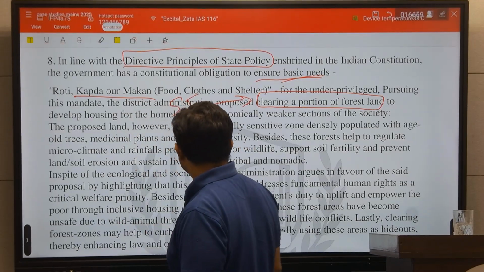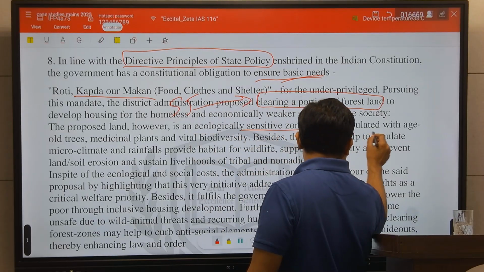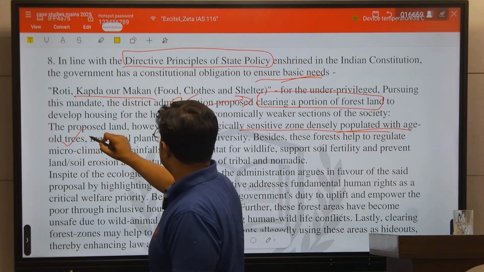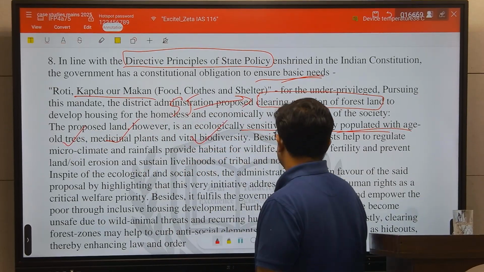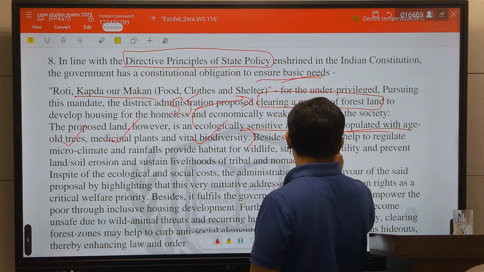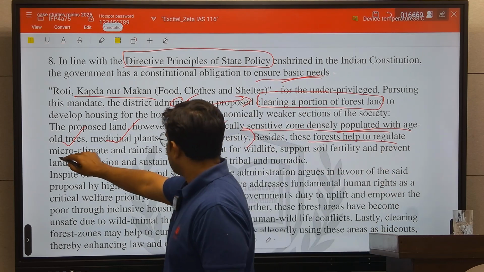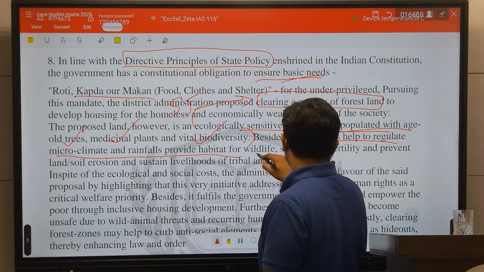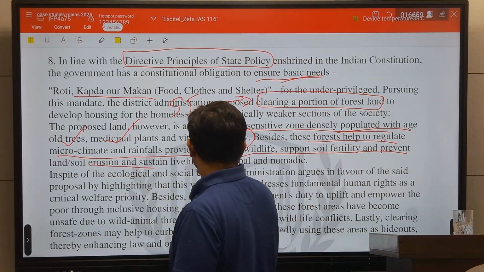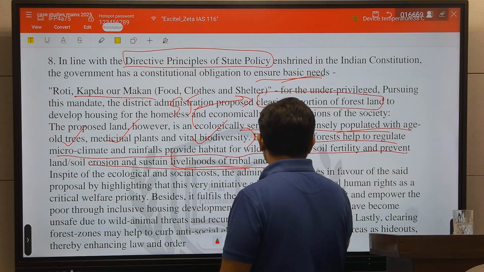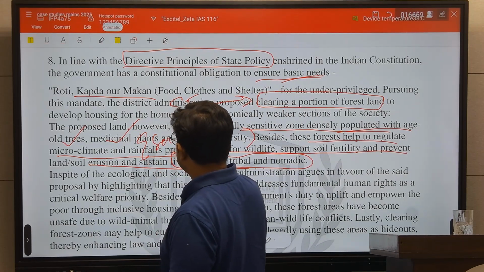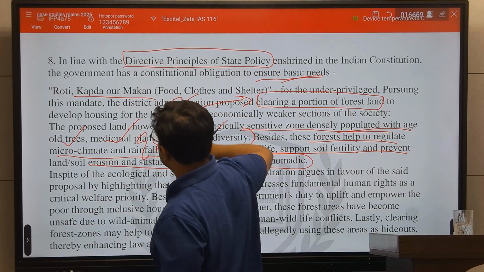The proposed land is, however, ecologically sensitive, populated with age-old trees, medicinal plants, and vital biodiversity. Besides these, forests help in regulating microclimate and rainfall, provide habitat for wildlife, support soil fertility, prevent land erosion, and provide livelihood to tribals and nomadics. So basically it provides ecosystem services as well.